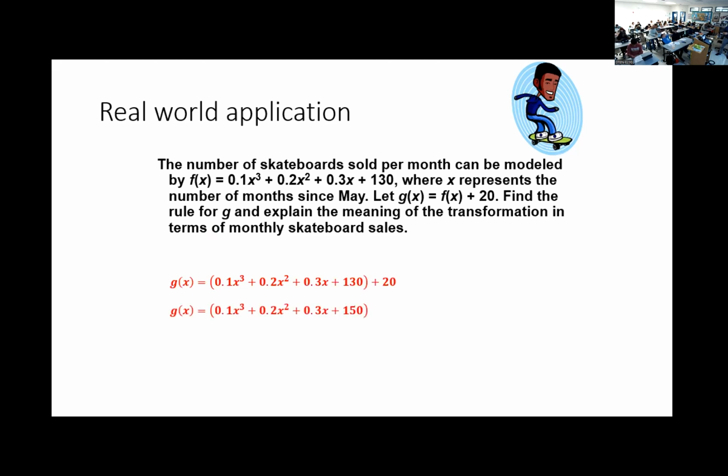I'm just going to take my f of x and add 20 to it. So my g of x is just my same equation, but I'm adding 130 plus 20, 150, instead of just 130. What does this mean? I can expect to sell 20 more skateboards per month. Not that difficult, right?